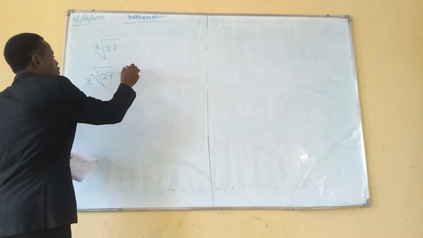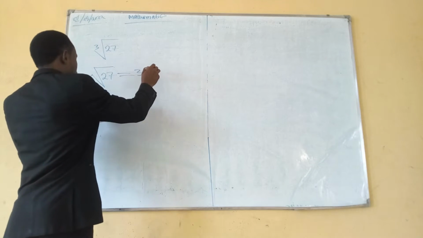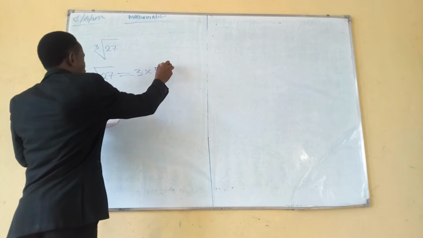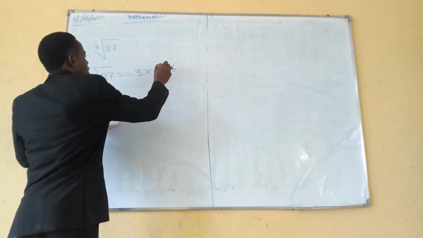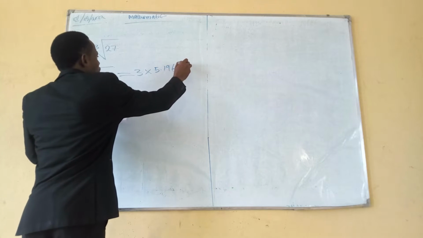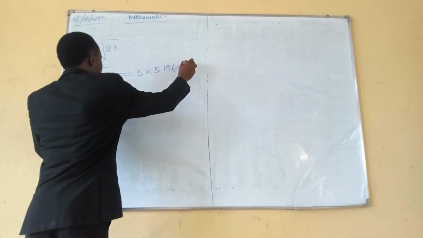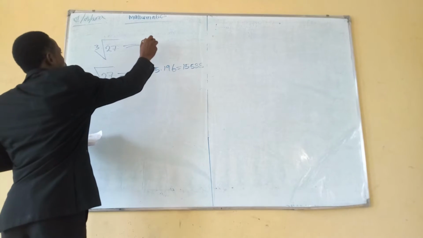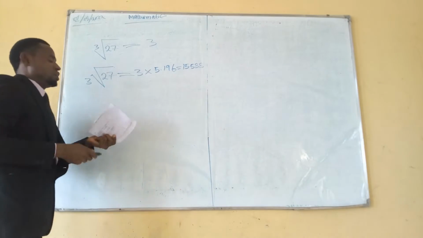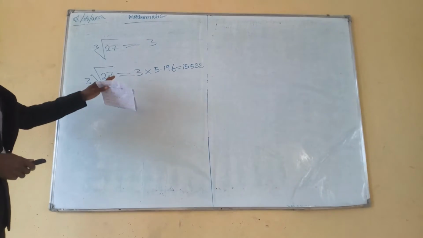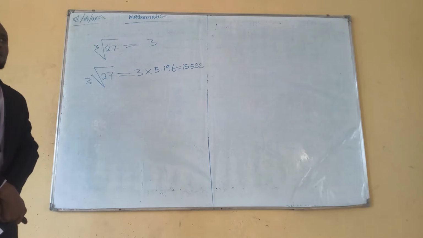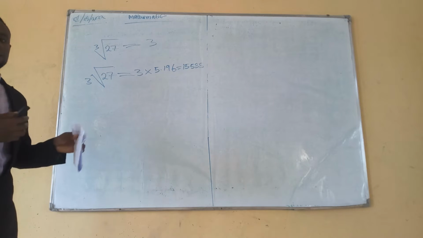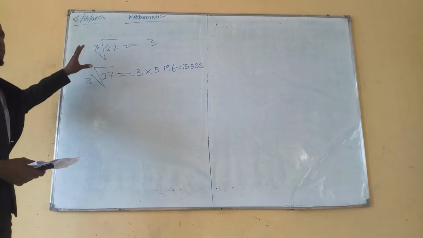Here, we are going to have 3 times 5.196, which will give us 15.588. Meanwhile, the cube root of 27 will give us 3. These two answers are not the same. So please be careful when you are sending me questions. I know the correct way of writing it.